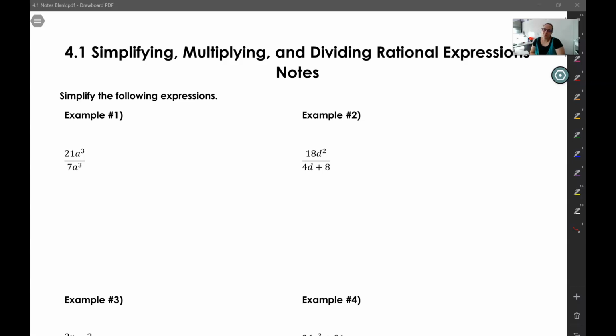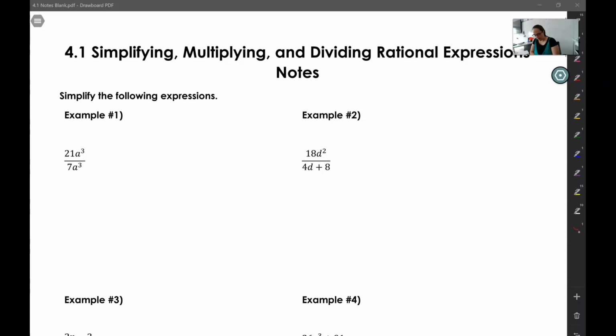Hi, welcome to Chapter 4, where we are going to be talking about rational expressions and equations all chapter long. In this first lesson, we are going to be simplifying, adding, and subtracting rational expressions. Sorry, simplifying, multiplying, and dividing. That's what I meant to say.